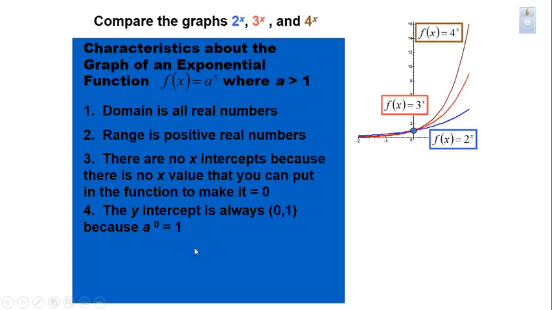The next property is only if the base is bigger than 1. The graph is increasing. It's going upward from left to right. If the base is smaller than 1, it's going to be reversed. We'll see that in a few minutes. It's going to be going the opposite direction. But same basic shape. It's like a mirror image across the y-axis.